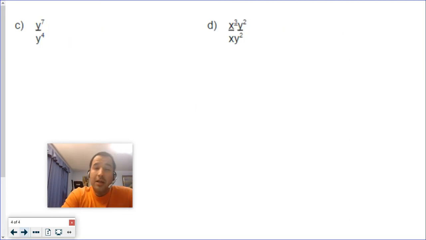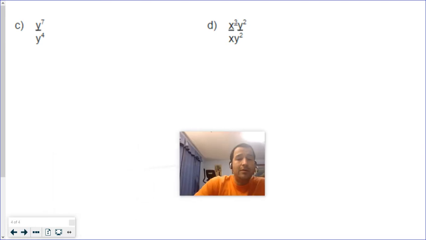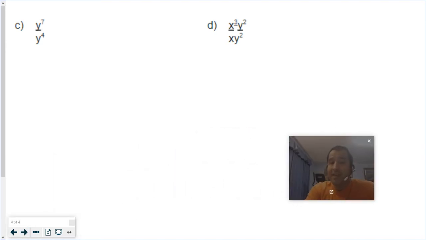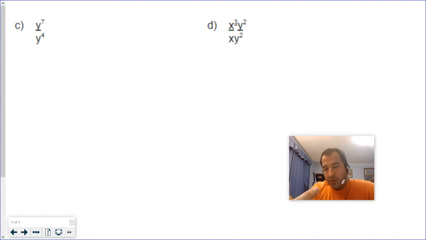Okay, these get a little bit more complicated, but not too bad. So please do C, pause the video, do C. And if you want to go ahead and pause and try to do C and D together, go for it. And then when you're done, unpause it, and we're going to do both of these together. Got it? Okay, here we go.